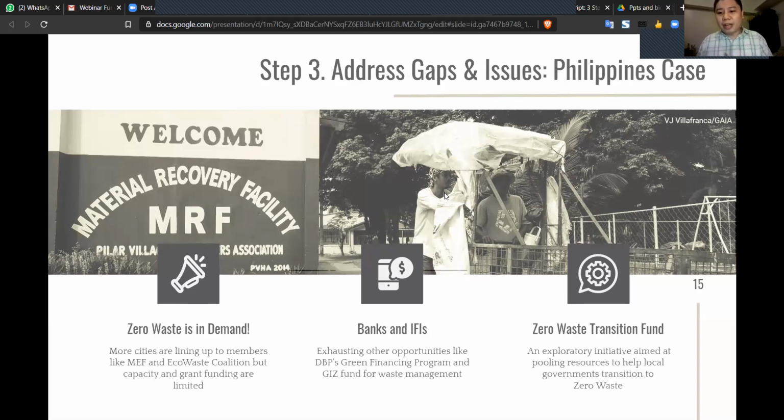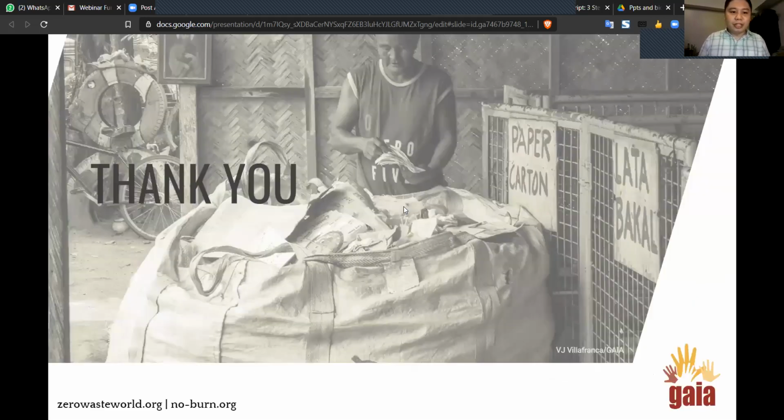And then some exploratory discussions about having a zero waste transition fund. This has been an idea by some folks from GAIA about why not pool resources to create a zero waste transition fund, looking for impact investors who can pool resources to help local governments and municipalities transition to zero waste. And if you need more information about this, I'll flash the link of the fact sheet that you can download from our website.